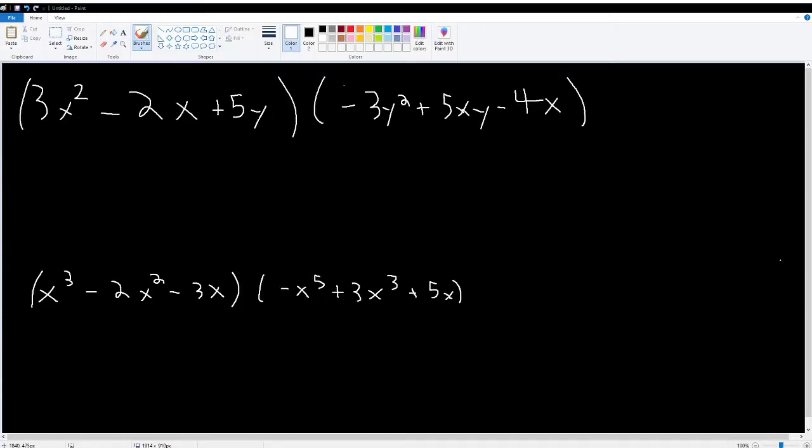Hello everyone, this is Cavell, and today I'm going to be talking about how to multiply polynomials by other polynomials. This one's a little bit tedious and probably more difficult compared to multiplying binomials by binomials. So this would be trinomials multiplied by trinomials.